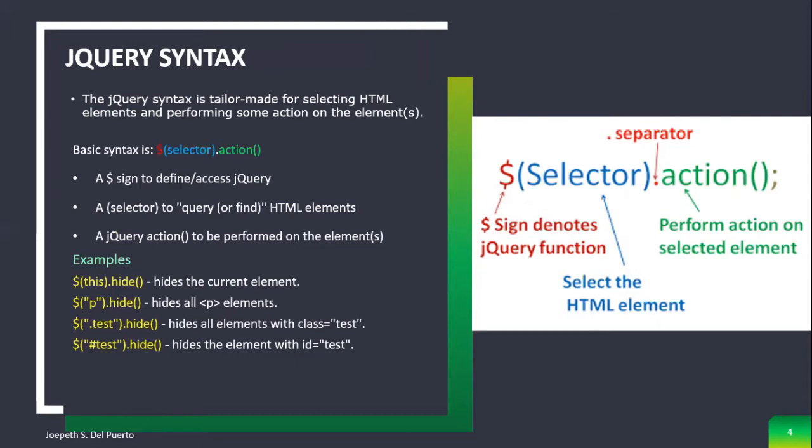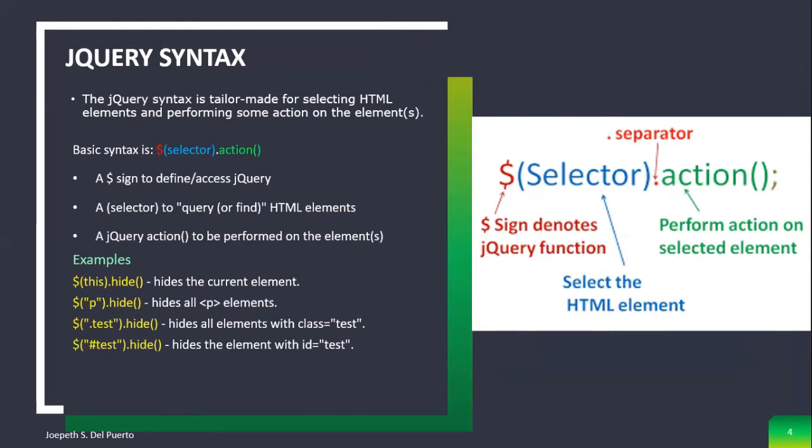For example, the dollar sign with this means the current element that hides the action. The next one, p: we all know that p is the tag for paragraph. In this case, we are selecting all paragraphs and we're going to hide all paragraph elements.